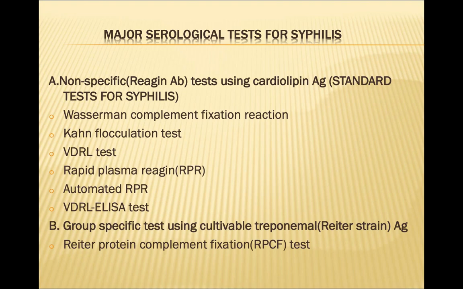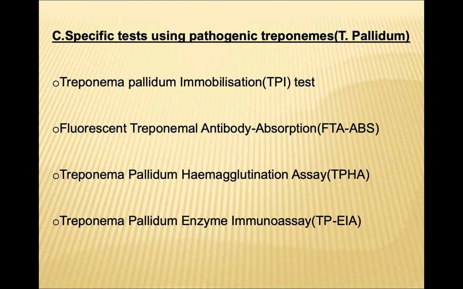When we perform the group-specific tests using the cultivable treponemes, the test which we do is the Reiter protein complement fixation test, which is commonly not done nowadays. The specific tests using the pathogenic treponemes are the Treponema pallidum immobilization test, fluorescent treponemal antibody absorption test, Treponema pallidum hemagglutination assay, and Treponema pallidum enzyme immunoassay.